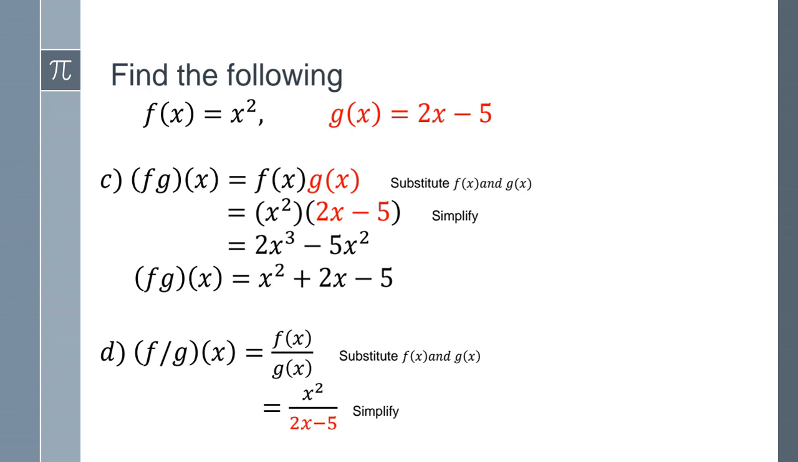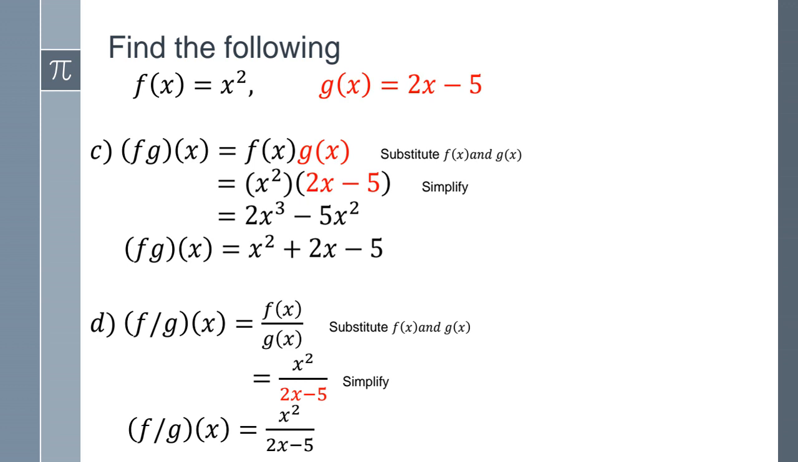Again, we want to simplify. Can we simplify? Is there something that I can factor from the top that I could also factor on the bottom so they can divide out? Well, the answer is no. There's nothing that we can factor out. They're in their simplest form. So this is going to be my answer for the division of these two functions: x squared over 2x minus 5. But then again, because we have a fraction, they're going to ask us for the domain.